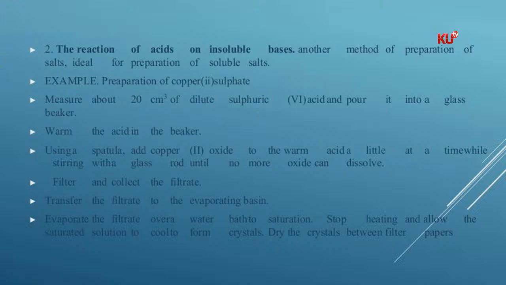When you add the copper(II) oxide to the sulfuric acid, you stir, adding a little at a time, to form copper(II) sulfate solution. And then after that, the solution that is formed, you filter and collect the filtrate.